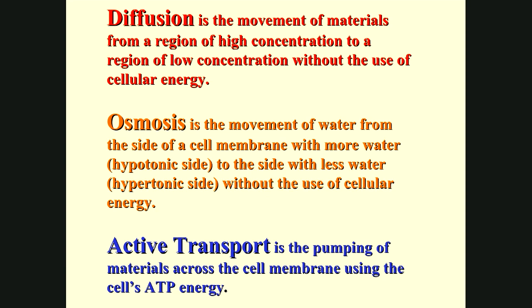Osmosis is just a diffusion of water across the membrane. If you have more water on the outside of the cell and less on the inside, water will spread into the cell and cause it to swell. If you have less on the outside and more on the inside, water will leave the cell and cause it to shrink. That's all osmosis is. It's just the movement of water through the cell membrane. Active transport is using ATP energy to pump things into or out of the cell. And we already talked about the proteins that can do that.